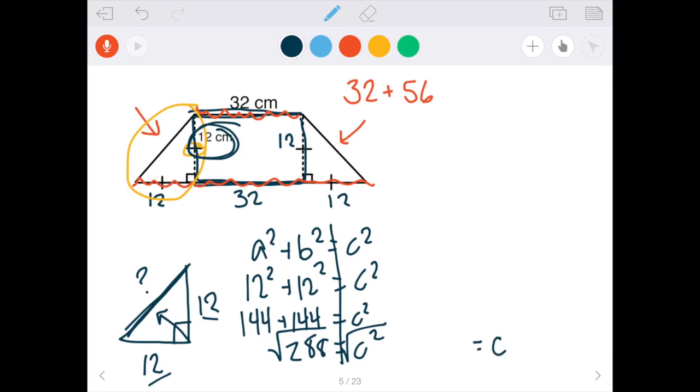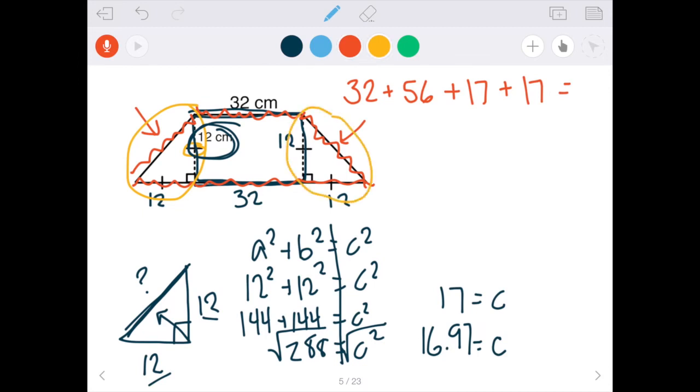And the square root of 288, let me get my calculator, is 16.97 and a whole bunch of other stuff. So if it's 16.97, let's go ahead and round it to the nearest whole number. I'm going to say it's 17. So that means this side is 17, and so is this one. Don't forget we had two of those.